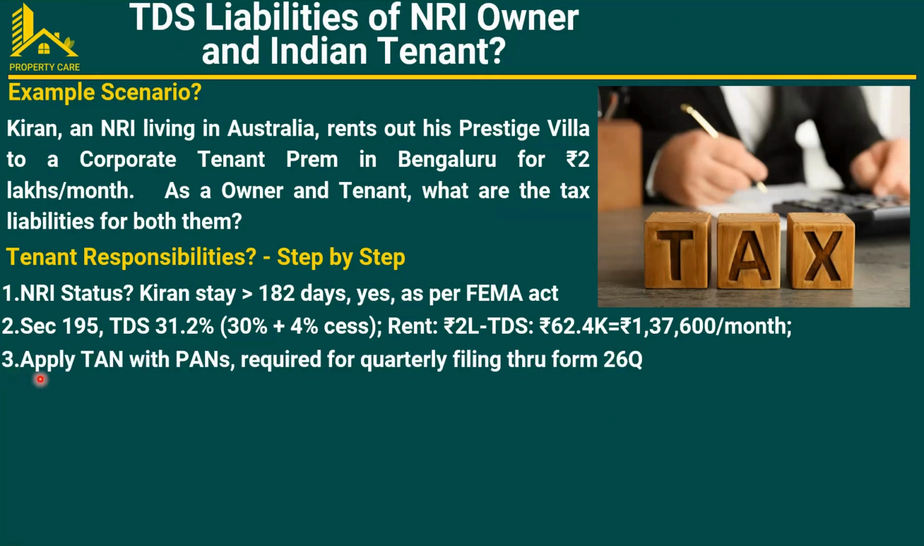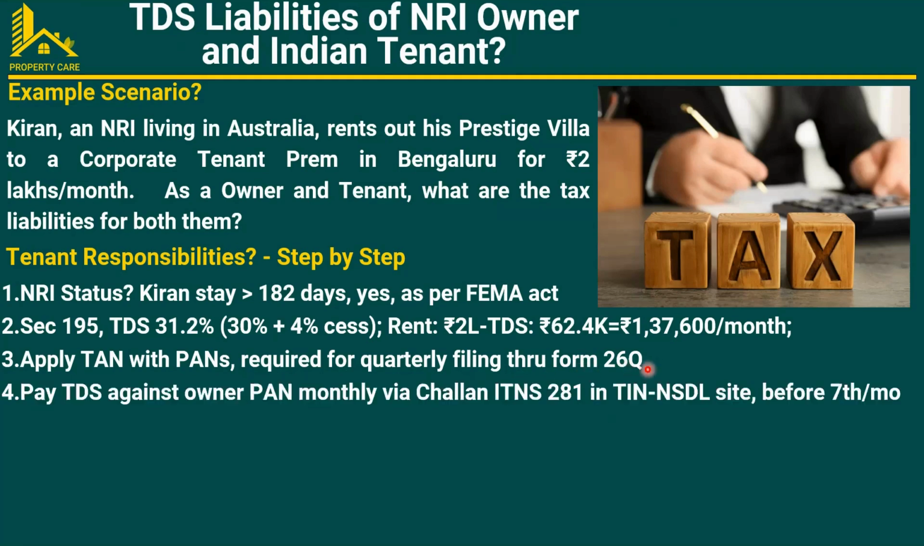The third step is to apply for TAN with the PANs. The owner PAN number and tenant PAN number have to be submitted, and a TAN, tax account number, has to be created. This can be created online. An auditor also can help you to create this. This is required to file quarterly returns through Form 26Q and pay TDS against the owner PAN monthly via Challan 281, ITNS 281, on the TIN NSDL website.